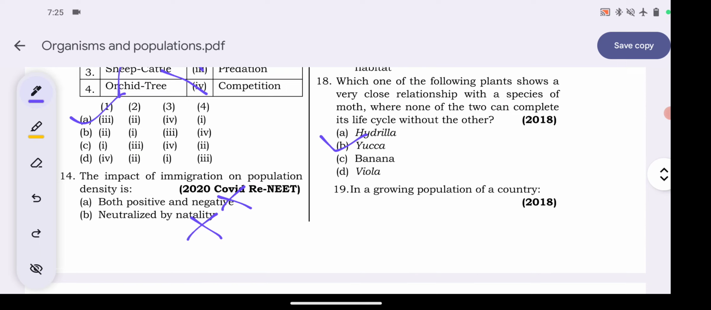Explanation. Yucca blossoms are pollinated by no other species except the moth, and yucca moth larvae eat exclusively on yucca seeds. As a result, they exhibit a symbiotic interaction. So B option is the correct answer.